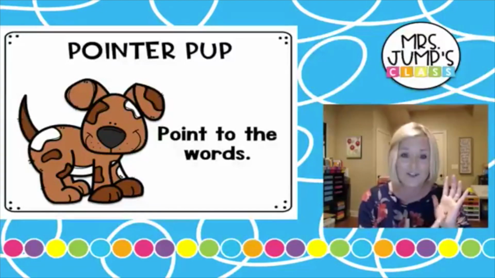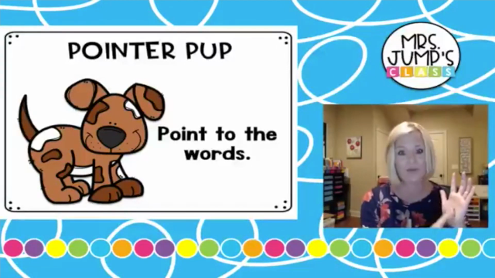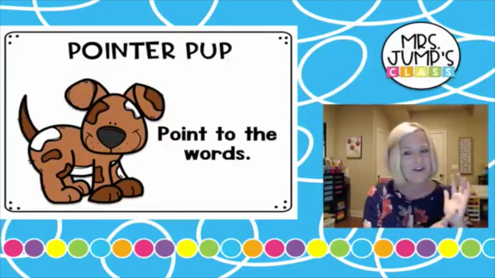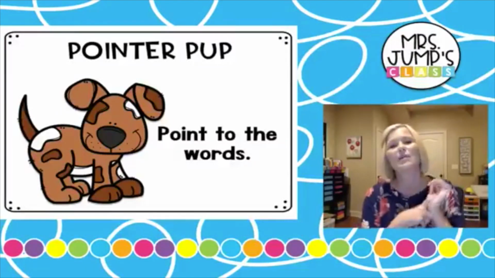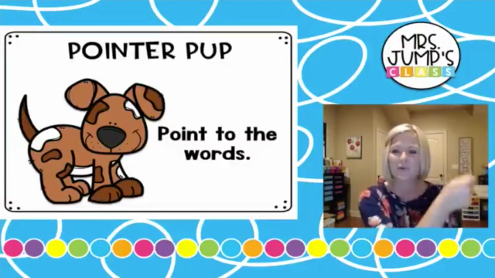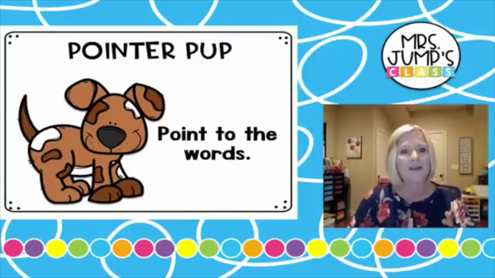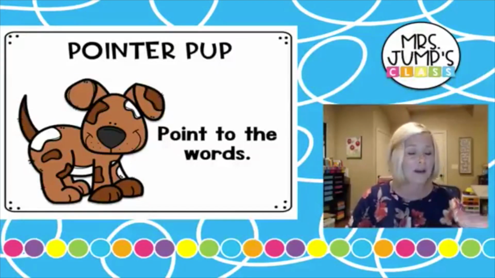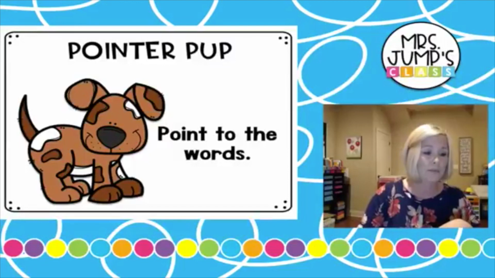You are pointing to the words so that I make sure they have that one-to-one correspondence. So that's one of the very first things we start talking about, is that we use pointer pup when we're reading to point to those words. And so I make sure I model that when we're reading a poem in the pocket chart or when we're reading a big book as well.